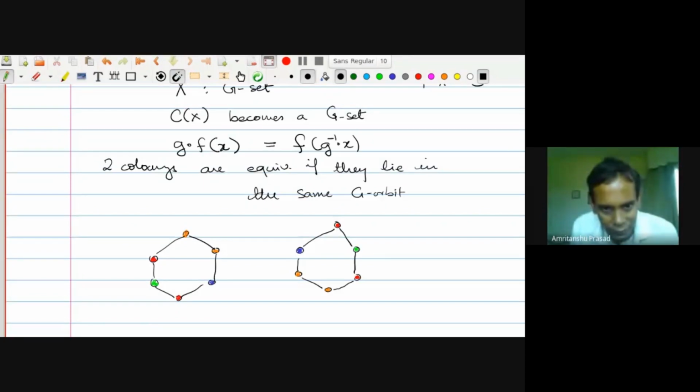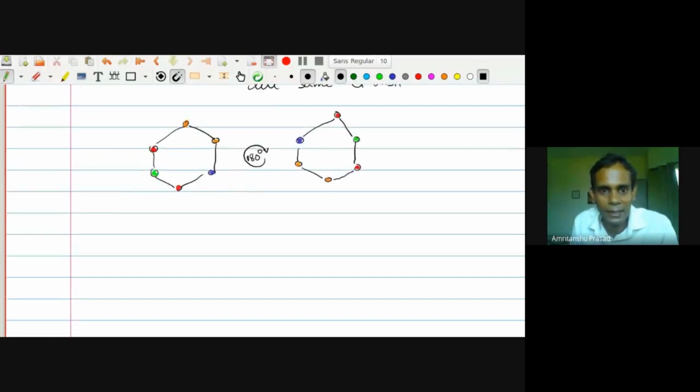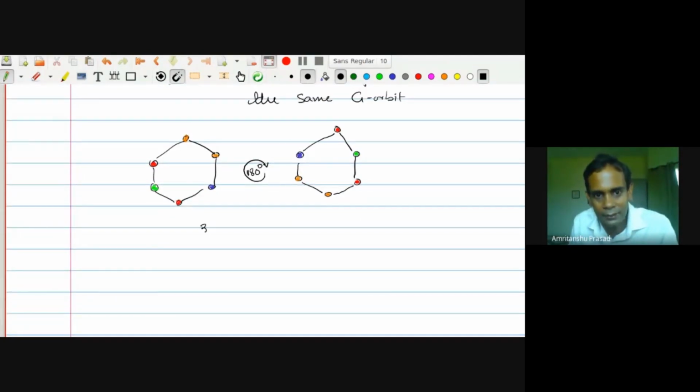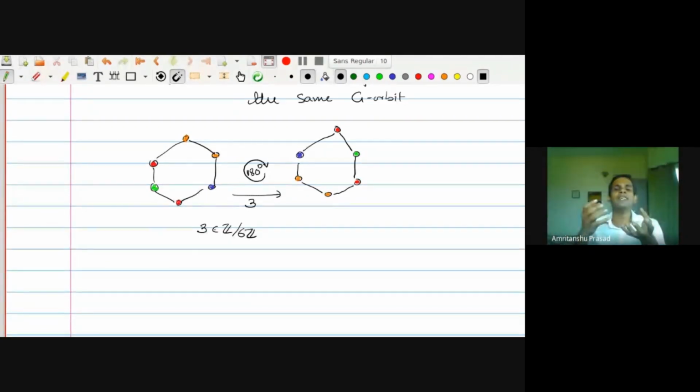and what you can see is if I take this necklace and rotate it by once, twice, thrice, 3 times, right? So rotation by 180 degrees, then you will get this necklace. So the element 3 in Z mod 6Z takes this necklace to this necklace. So these two necklaces are equivalent, and this is from a very practical point of view.